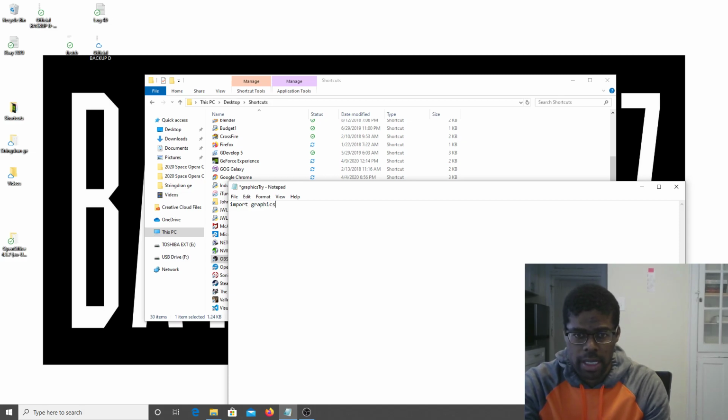Import graphics and then win equals graphics dot graph win, and then okay, and then get equals input, please press enter. And then when that closes, okay.